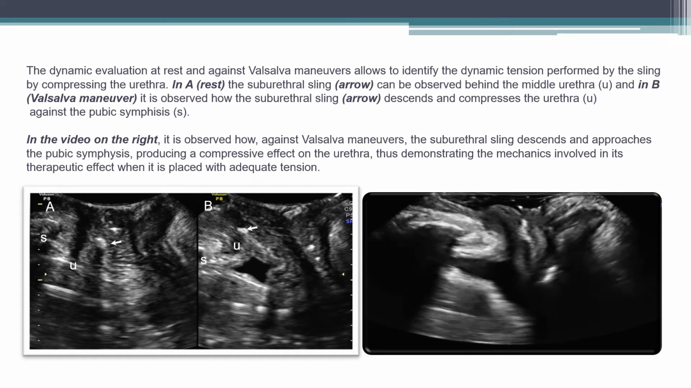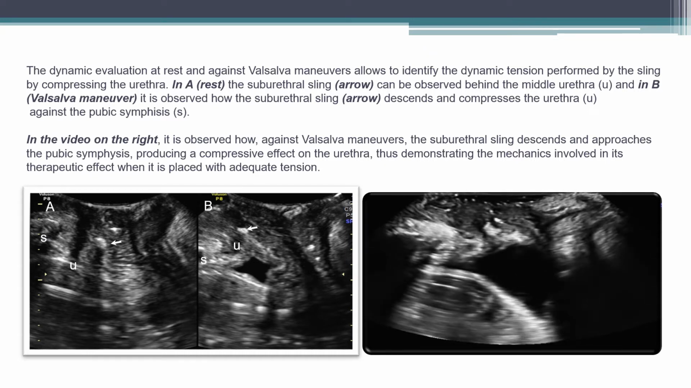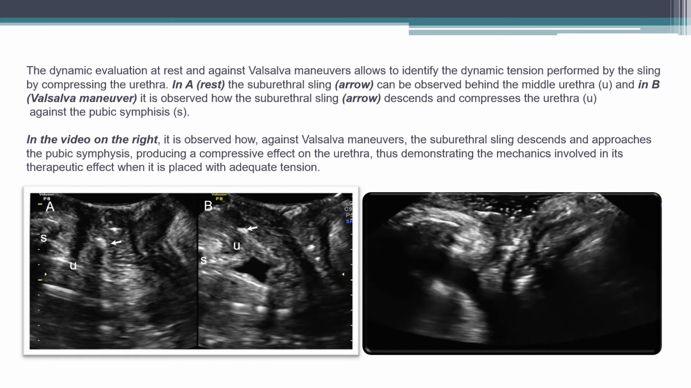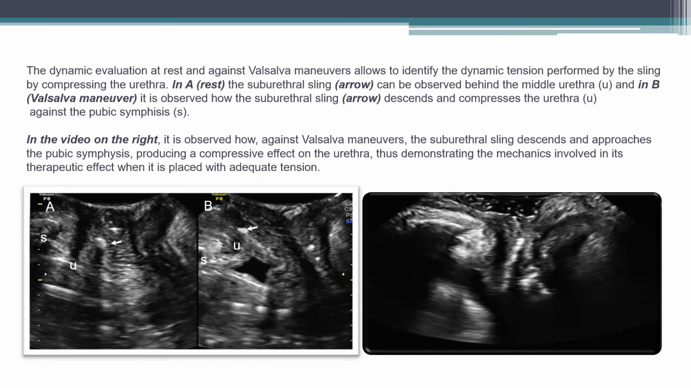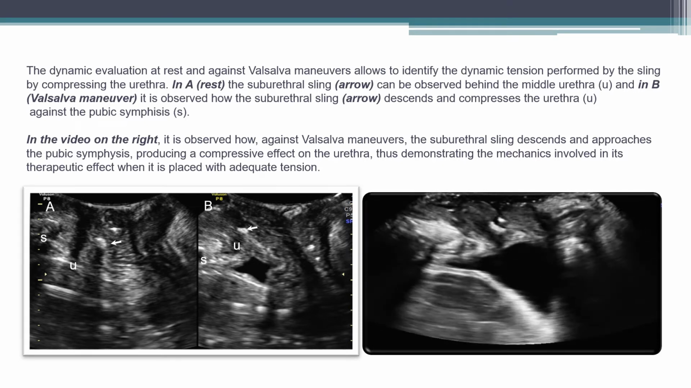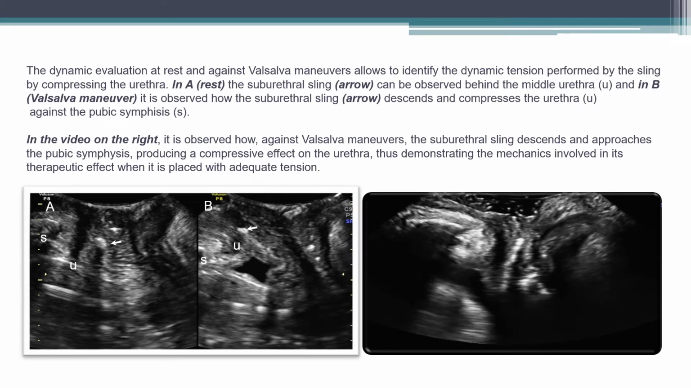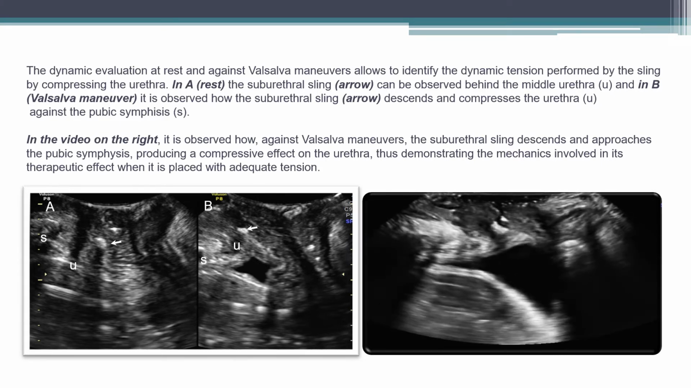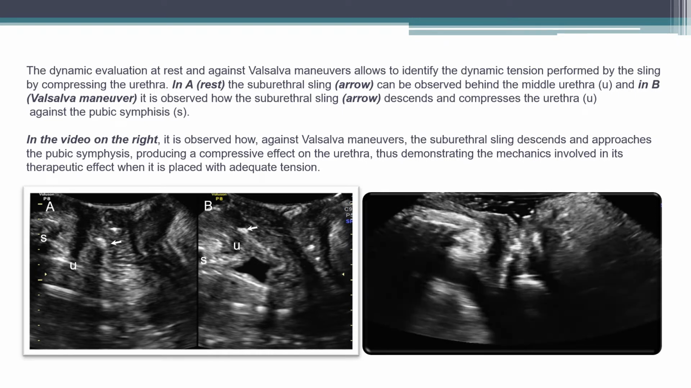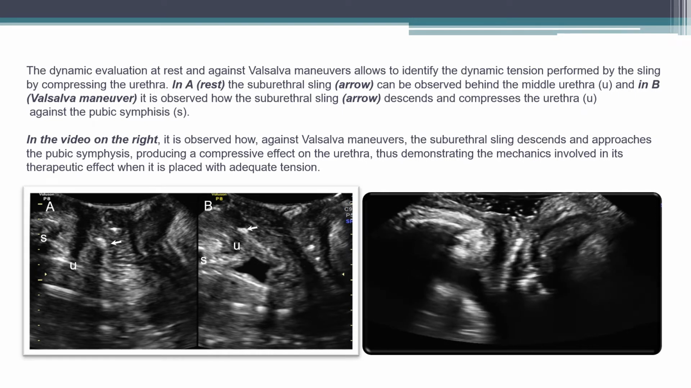In the video on the right, it is observed how, against Valsalva maneuvers, the suburethral sling descends and approaches the pubic symphysis, producing a compressive effect on the urethra, thus demonstrating the mechanics involved in the therapeutic effect when it is placed with adequate tension.